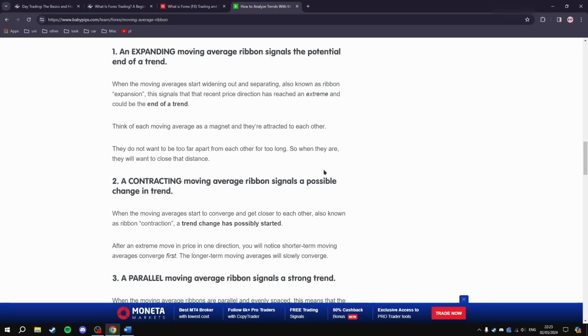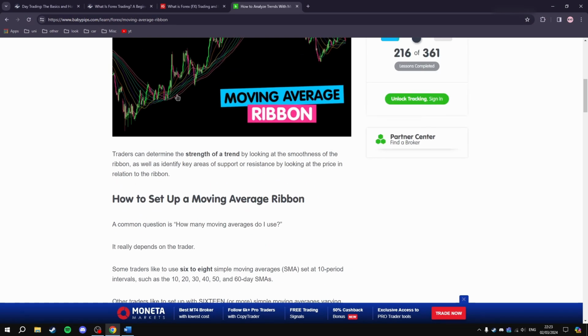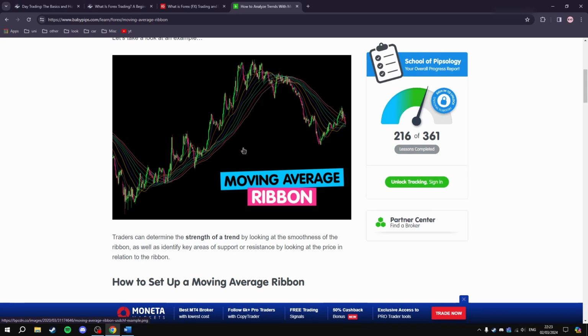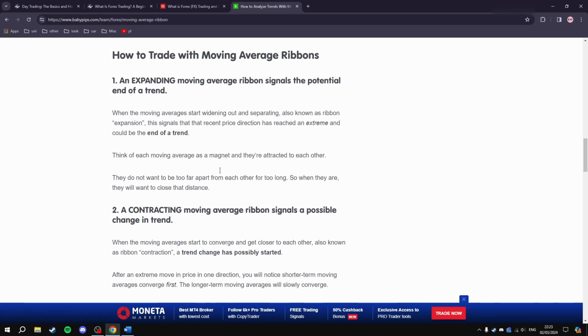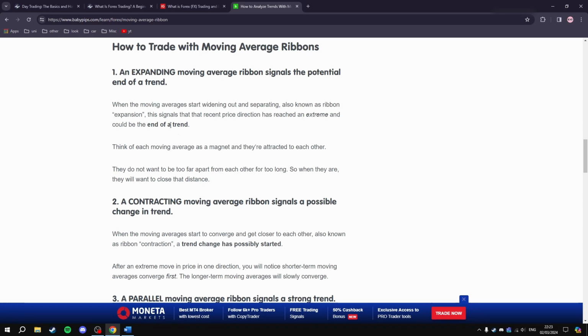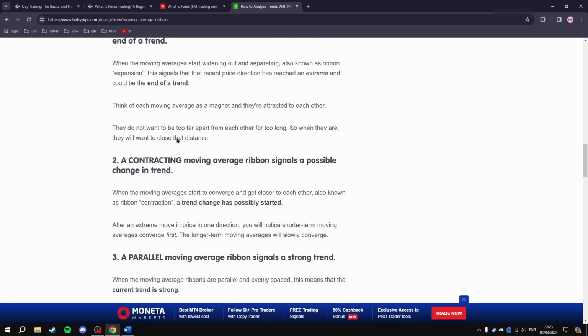When the moving averages start widening out and separating, also known as ribbon expansion, so widening out, separating, as in that one goes that way, that one goes that way, so they're less closed up, bunched up together. This signals that the recent price direction has reached an extreme and could be the end of a trend.